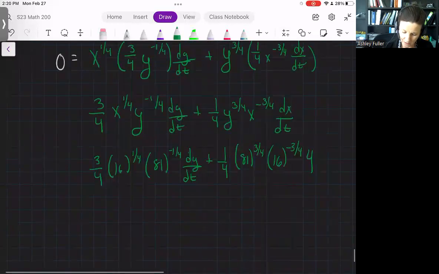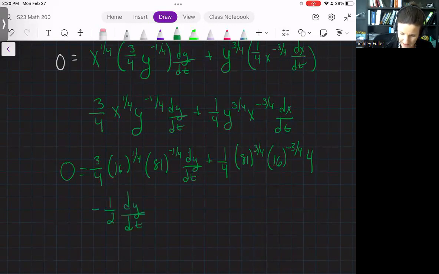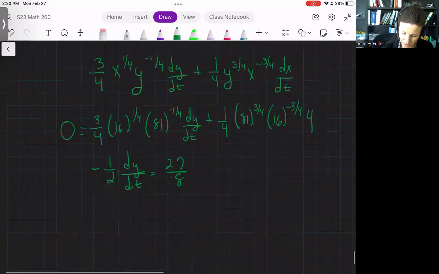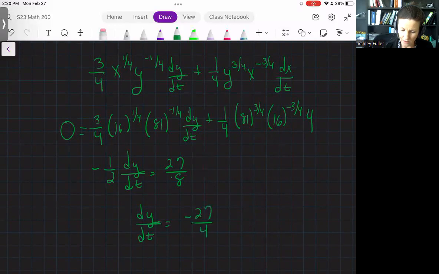And as we calculate all of this, remember this equals 0. So we end up with negative 1/2 dy dt equals 27 over 8, which we can reduce and simplify to get dy over dt is equal to negative 27 over 4. What that means is the capital must decrease at a rate of 27 over 4 to keep the level of production the same.